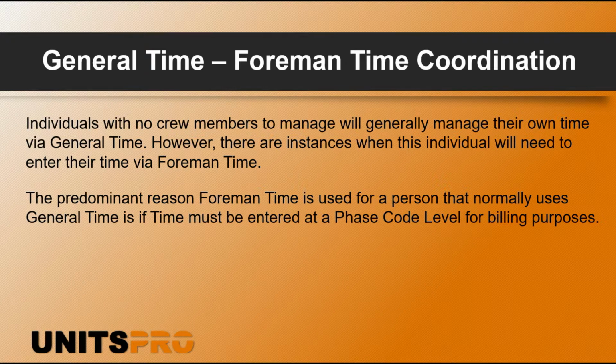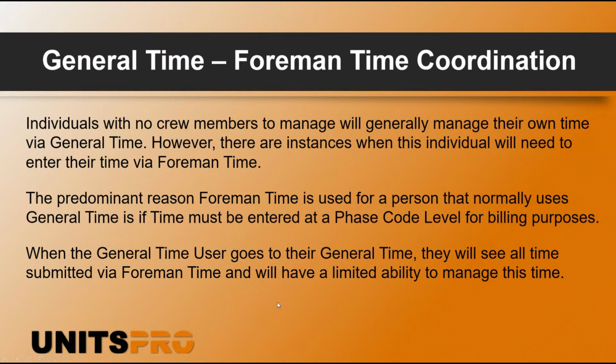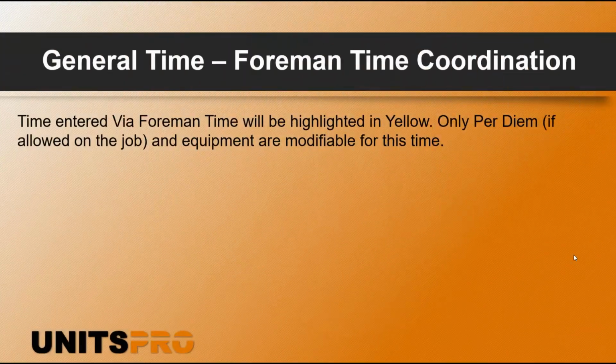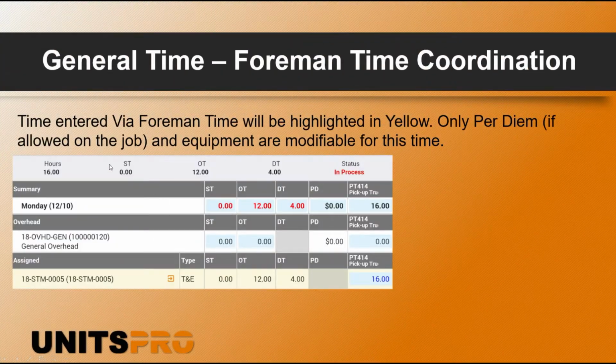We've kept it very simple. So in this case, the person would have to enter their time via a Foreman timesheet. When it's entered via a Foreman timesheet, the general time user will see this information when they go into general time. Let's take a look. So here is the general timesheet now, and you can see we've got an assigned job. This came from Foreman time, and we know it came from Foreman time because it's in yellow.